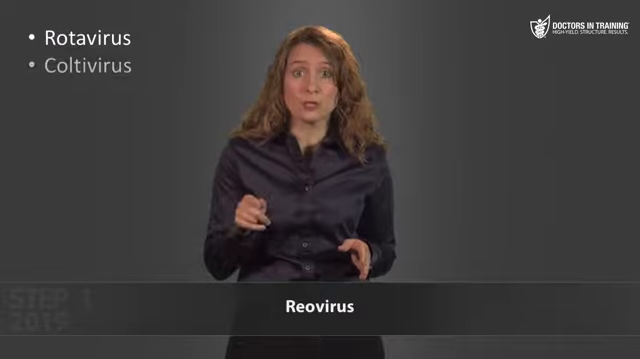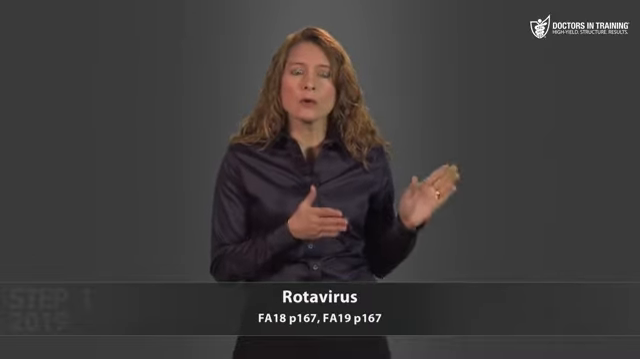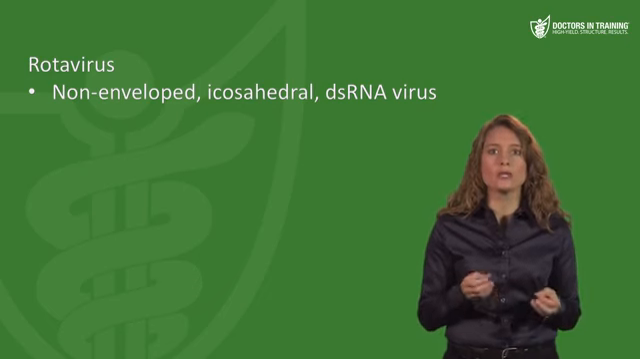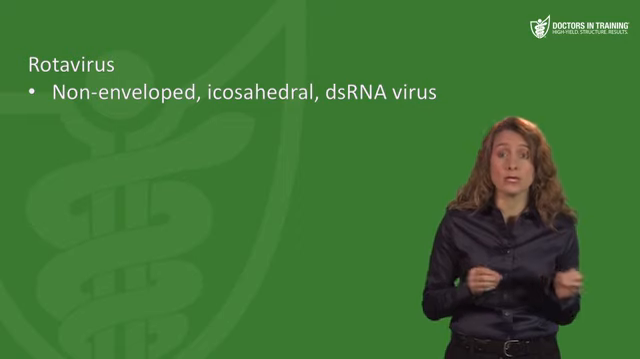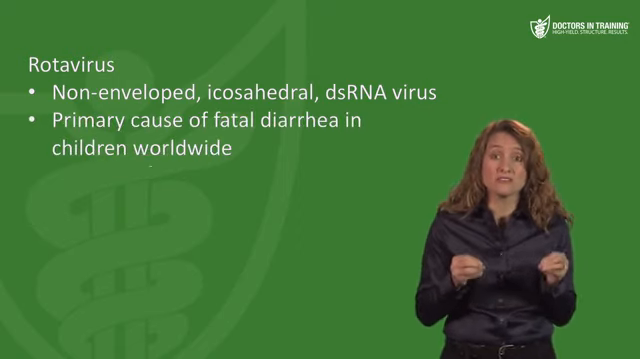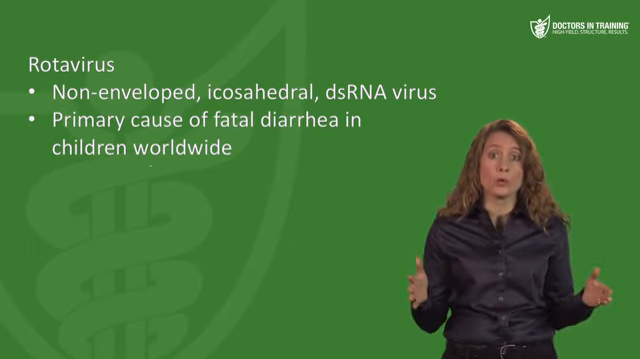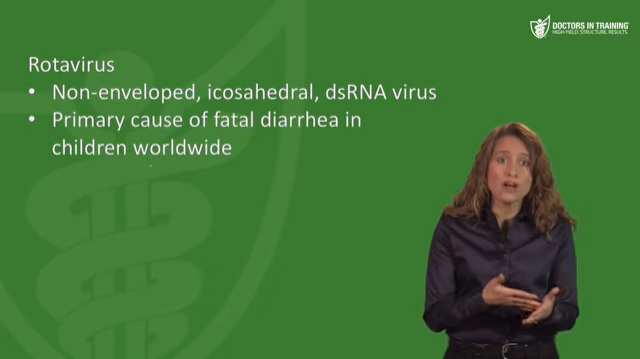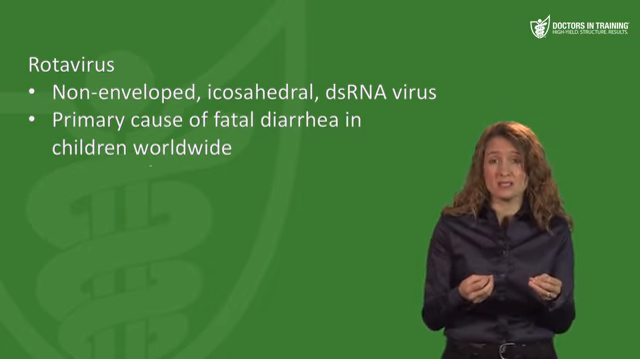There are 2 reoviruses that you need to know, rotavirus and coltivirus. First, let's talk about rotavirus. This is one nasty virus. Like all the reoviruses, it is a non-enveloped icosahedral RNA virus with double-stranded RNA. The terrible thing about it, though, is that it's the primary cause of fatal diarrhea in children around the world. Of all child deaths under the age of 5, rotavirus alone is responsible for about 6%.